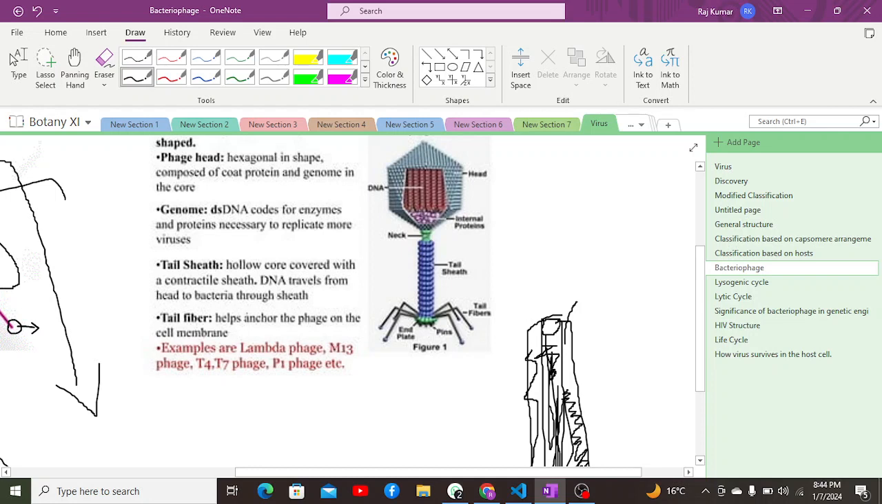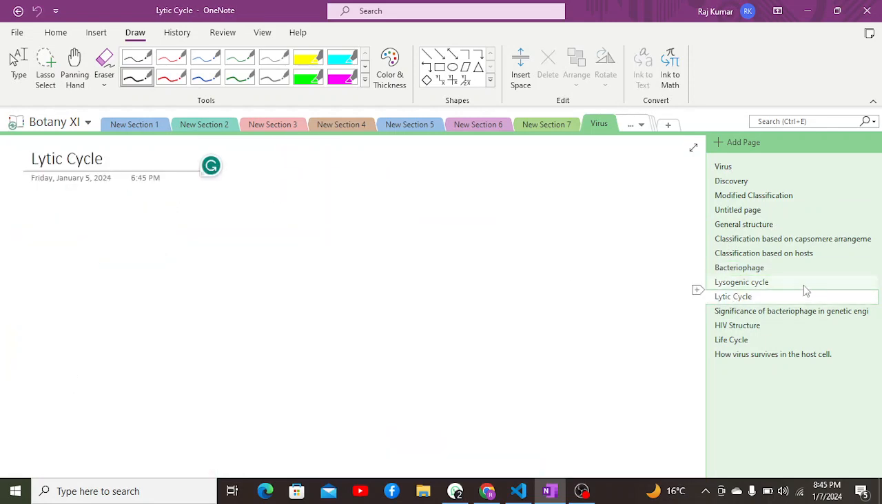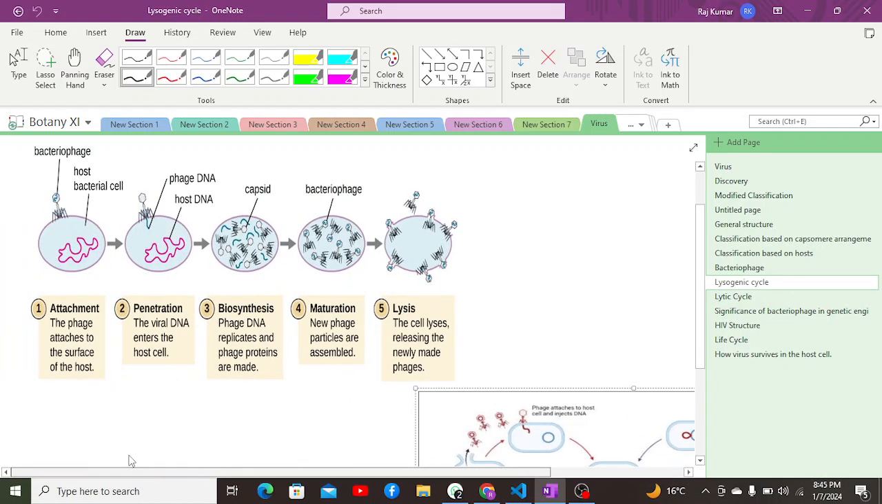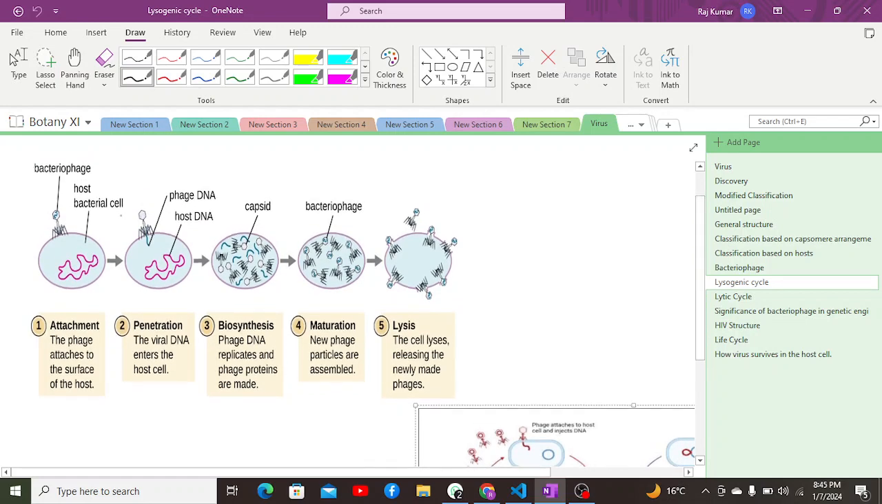Examples of these phages include lambda phages, T4, T7, P1 phage, M13. Many examples are given. Moreover, coming to the lytic cycle, it basically involves the following five steps. The first step is quite simple, which is the attachment of the phage.